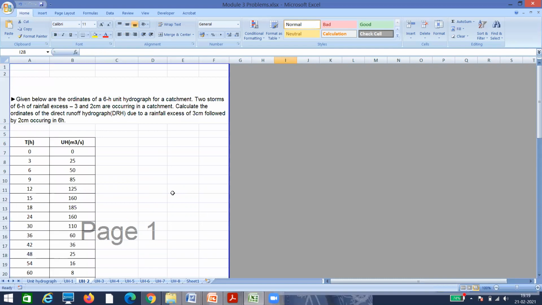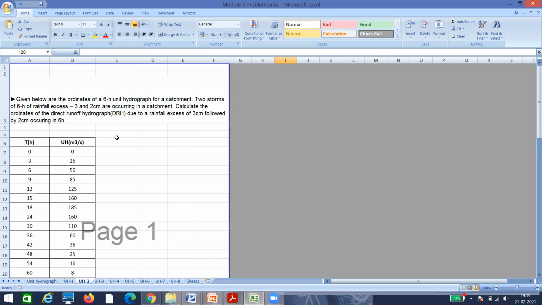Now here a 6 hour unit hydrograph ordinates is given. The interval is every 3 hours. Now there are 2 storms. Rainfall excess of 3 centimeter and 2 centimeter are occurring, and both are occurring for 6 hours, they have told over here. And they're telling us to calculate the ordinates of the direct runoff hydrograph due to the rainfall excess of 3 centimeter followed by 2 centimeter occurring in 6 hours.